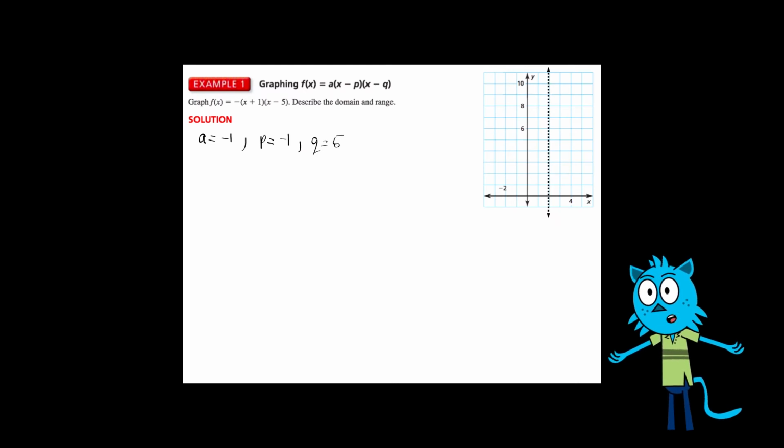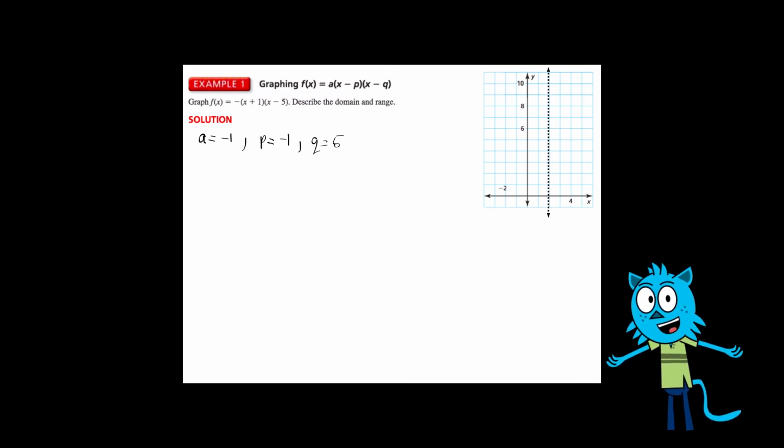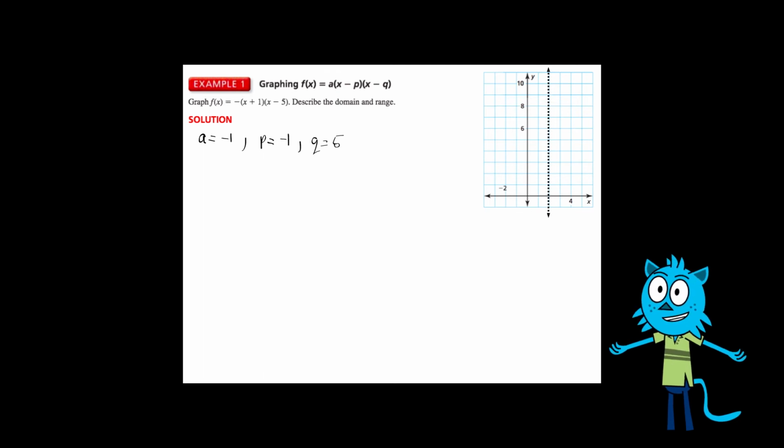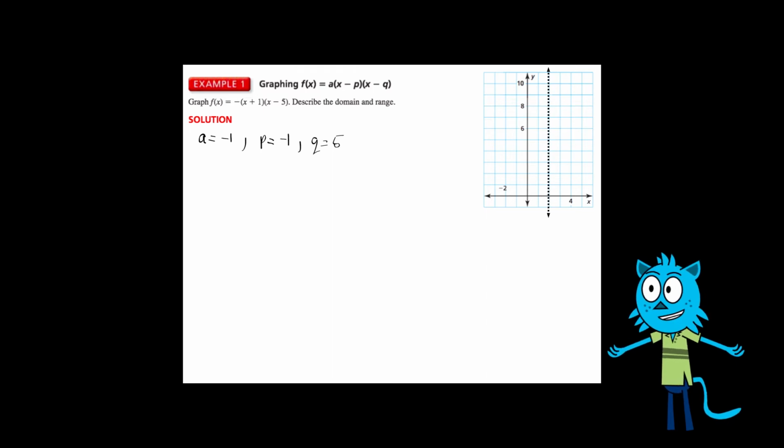So let's go ahead and start our first example. We are going to graph this function here, where we have a negative sign, where a is -1. Our p, although it says x plus 1, before substitution, p was equal to -1. Same thing with that 5. If you notice, it's x minus 5. It stayed negative from the original function that we were given, x minus 5. That means before substitution, q equals 5.